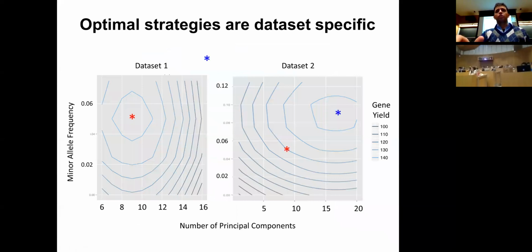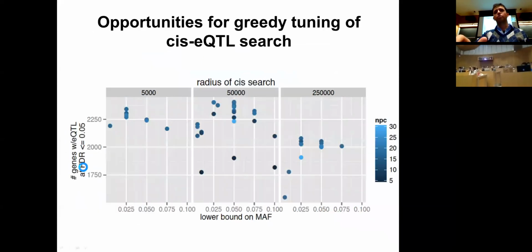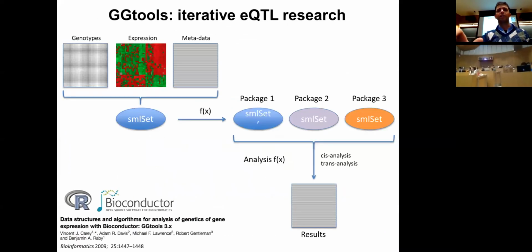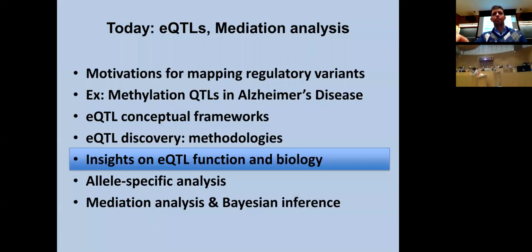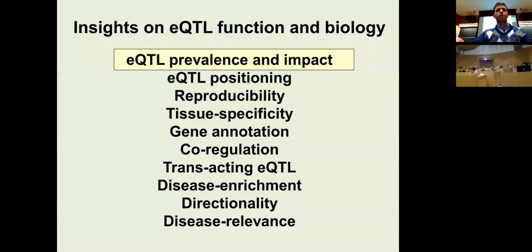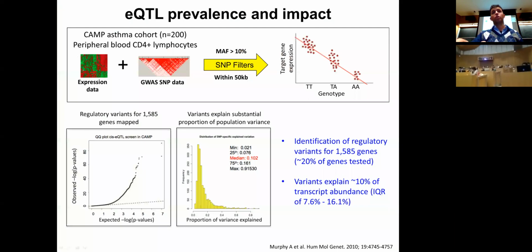So then you can do all kinds of things to basically ask, how do I choose the number of principal components, the minor allele frequency, and finding optimality in that direction, okay? And then there's this very cool tool in Bioconductor that Ben Raby and his group developed that basically allows you to search that space very effectively and basically carry out eQTL analysis quite easily. So now after you've done this a bunch of times, you can then come back and say, well, what had the biggest effect?